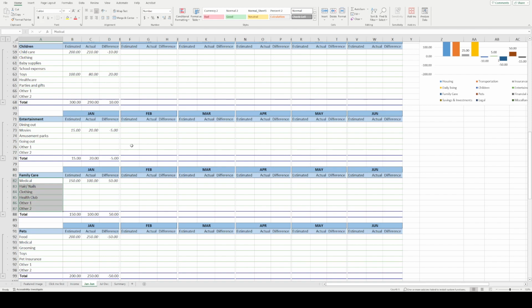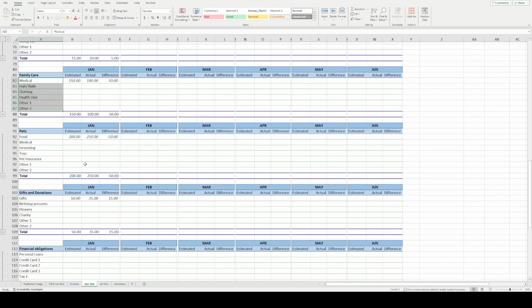You can put clothing here. It depends how you calculate your budget, on the family side or on the individual side. For example, a person and their spouse can have different budgets. Sometimes that's recommended, depends on the people. Then we have expenses with pets.